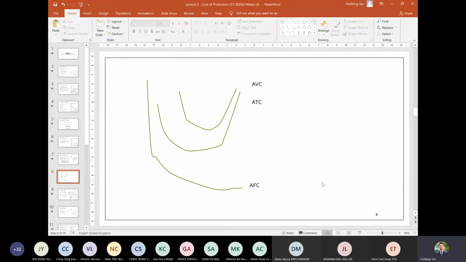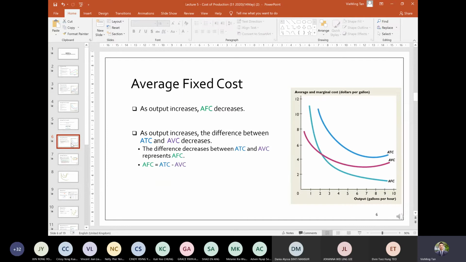Okay. So any questions so far on this? The average variable cost, average total cost, and also the average fixed cost. So far so good, hopefully you can understand this. You can refer to this diagram, this diagram is from here. Okay.